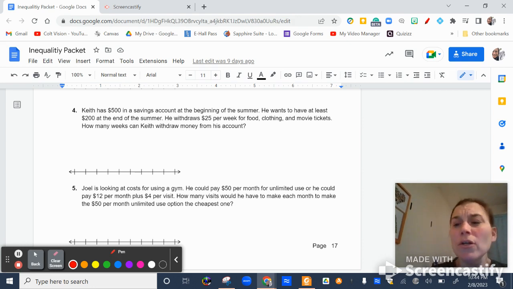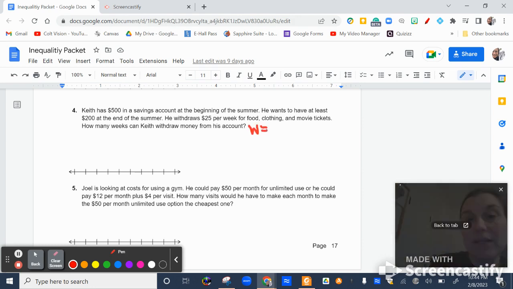Okay. So normally when we do these, the first thing I always like to do is write my inequality like I would write an equation. So my first strategy, after I read it, is to identify the variable, which I'm going to say is weeks. So W is weeks.